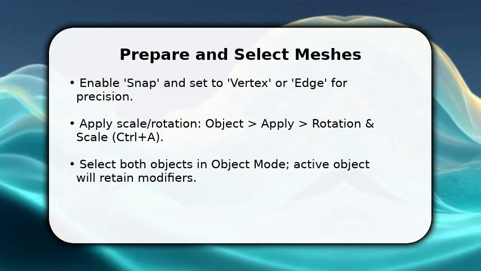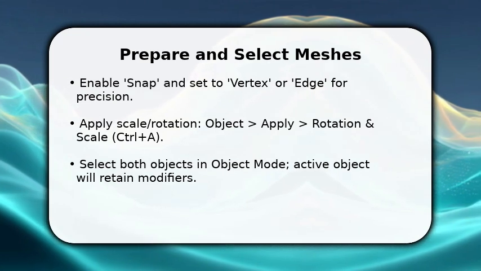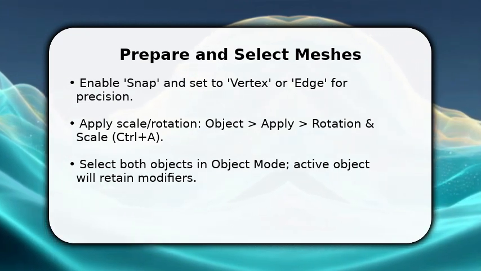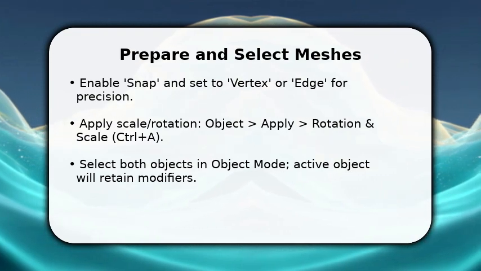Select both objects in object mode, making the one you want to keep as the active object. Once done, you're ready to move into joining and fixing topology with modifiers and edit mode operations.